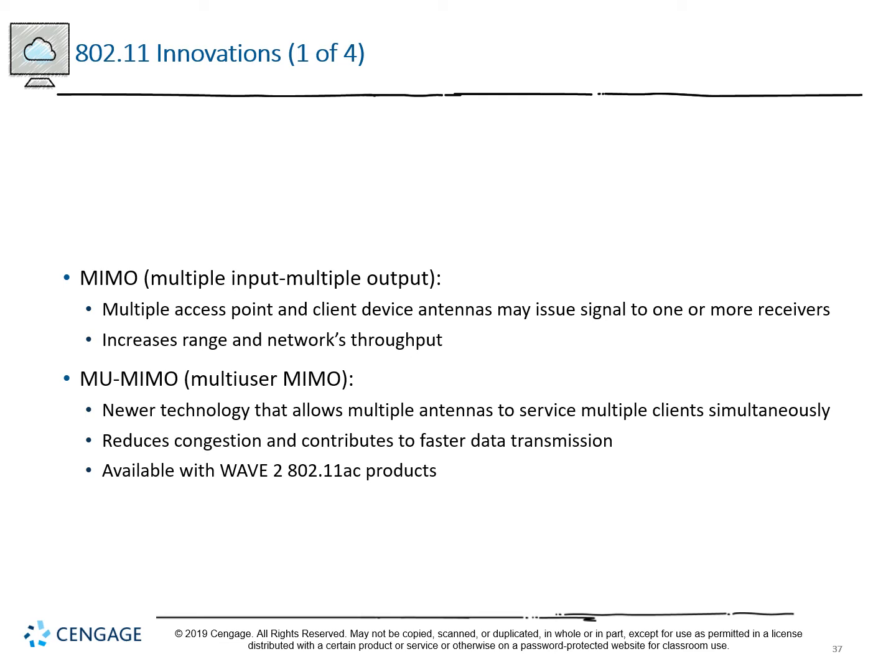Now with 802.11, we found a couple of innovations to make our lives a little bit easier. One of which is MIMO, the other is a variant of this called MU-MIMO. MIMO stands for multiple input, multiple output, and MU at the front of MU-MIMO is multi-user, so a lot of multiples involved. Multiple access point or client device antennas can issue a signal to one or more receivers. The more antennas, the more that they're able to distribute the load, the better the range and throughput of the network. MU-MIMO allows multiple antennas to service multiple clients simultaneously to help reduce congestion. This is available with Wave 2 802.11 AC products. So anything with AC band or newer should be able to support MU-MIMO.